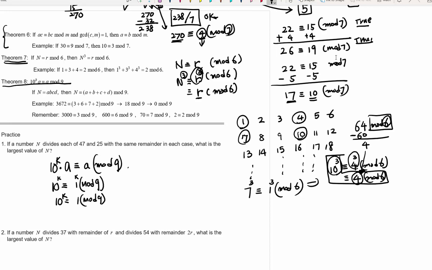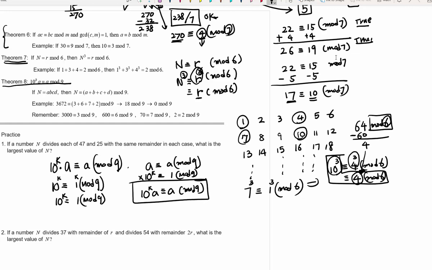All right, so if we have a and a mod 9, it's the same number, right? But when you multiply by 10 to the k on both sides, this 10 to the k is 1 mod 9. You can multiply both sides. When you multiply over here, 10 to the k times a is congruent to a, same as before, mod 9. That is all we go over for the modular arithmetic.